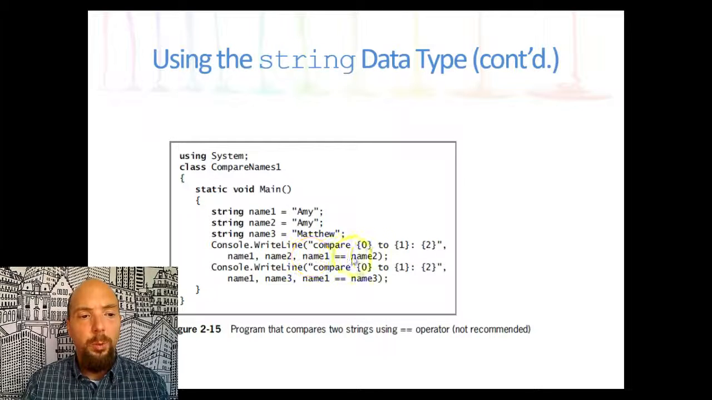So what it will do is perform the calculation, look at what the values are for these variables, and then put them in here. Okay, so name 1 and name 2 are both Amy, they both have a capital A, so they should be true. So what we'll end up with is compare Amy to Amy, true. And then here we're going to compare 0 to 1, which 0 this time is name 1, 1 is name 3. So now we're comparing Amy to Matthew. Alright, so we'll compare those two, see if they're true, which is false, and it will say compare Amy to Matthew, false.